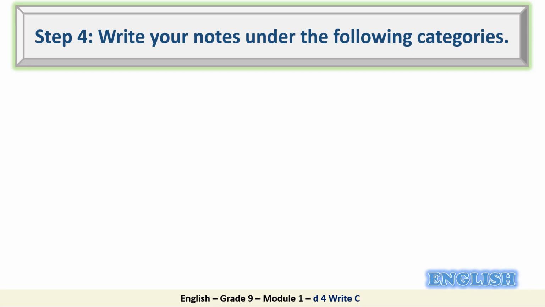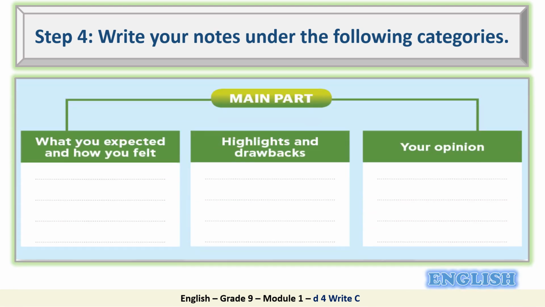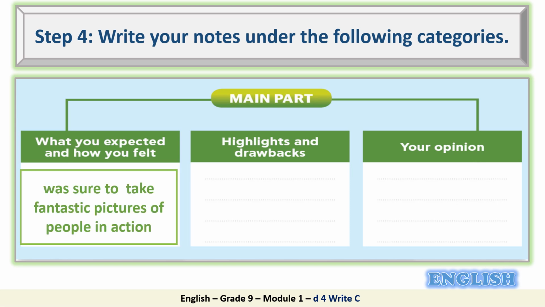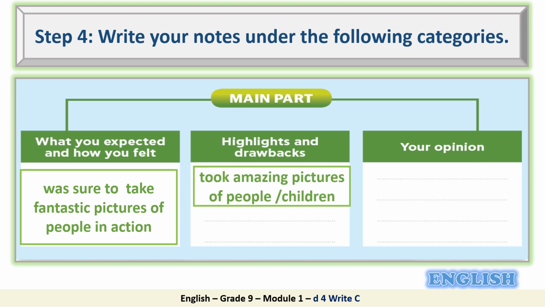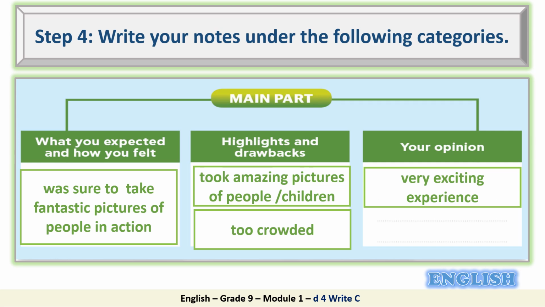Step 4. Write your notes under the following categories. The main part. What you expected and how you felt. Was sure to take fantastic pictures of people in action. Highlights and drawbacks. Highlights means the outstanding part of an event. Drawbacks means the bad side of that event. Took amazing pictures of people and children. Too crowded. Your opinion. Very exciting experience.